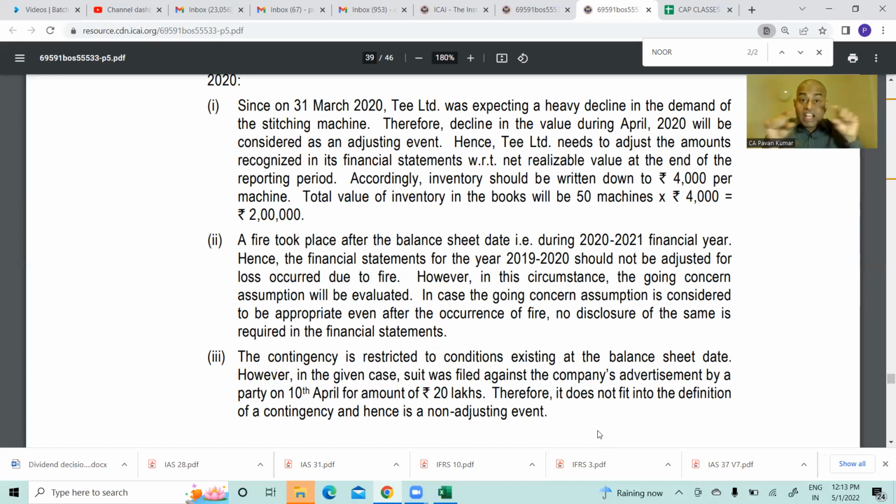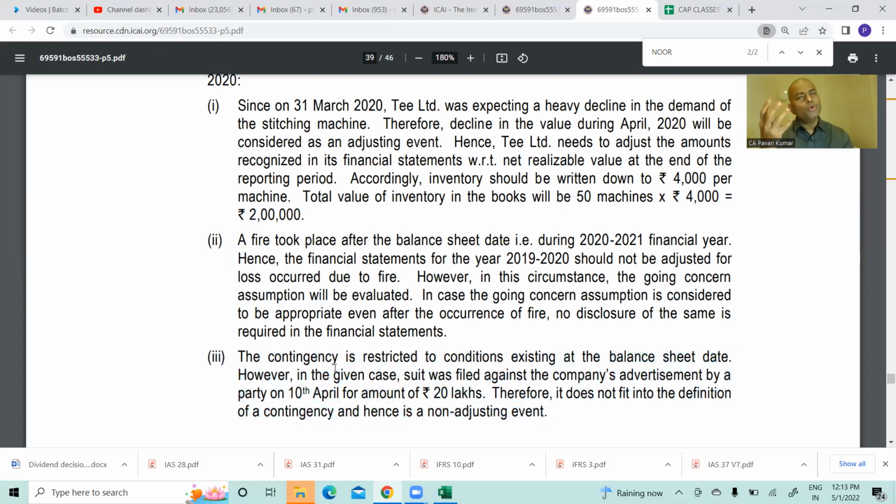So what is the heading of AS4? Contingencies and events occurring after balance sheet date. But now actually for contingencies there is AS29. For events after balance sheet date there is AS4. But the answer they have given both put together.